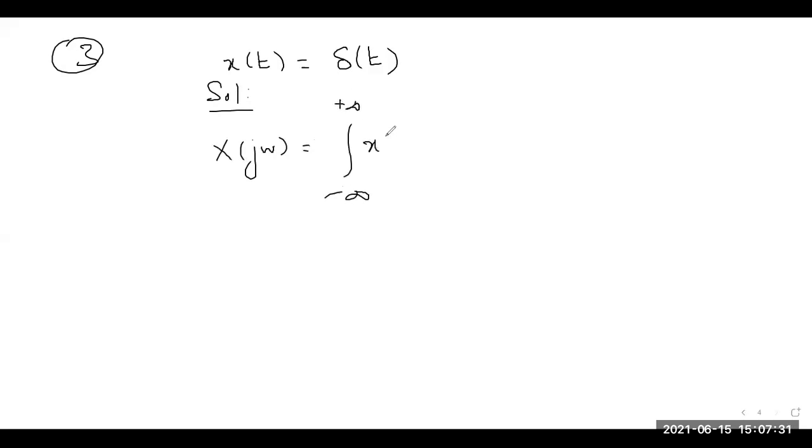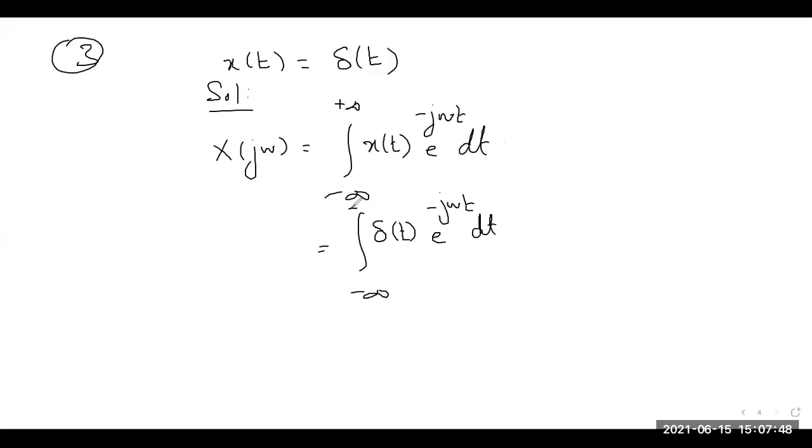If you make use of this standard expression, so what we will get? Our signal is delta of t. Okay. So what will be the answer? What will be the Fourier transform of this? Sir, 1. 1. 1.